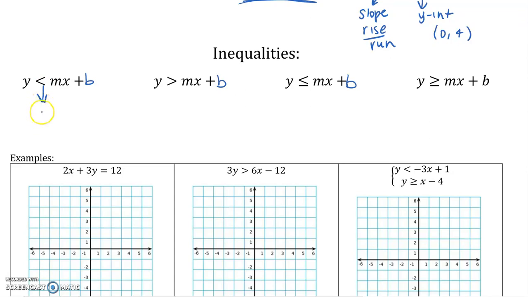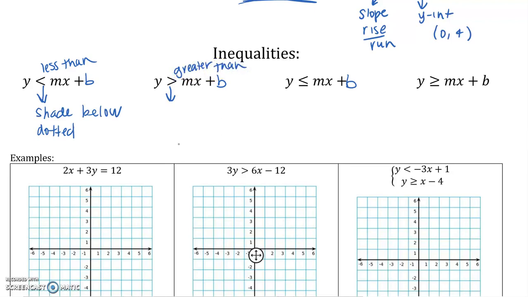That symbol tells you that you shade below the line. And that also tells you that your line is dotted. This one, y is greater than mx plus b. This means you are going to shade above the line. And your line is also dotted.